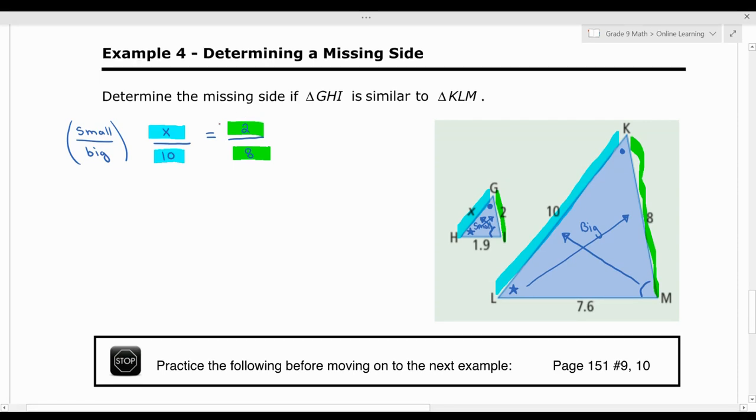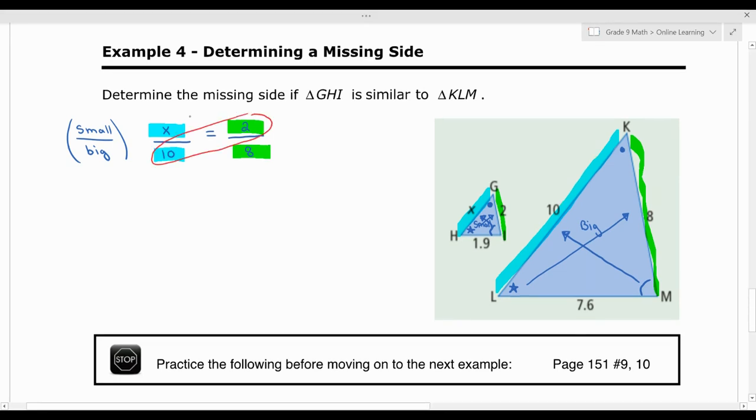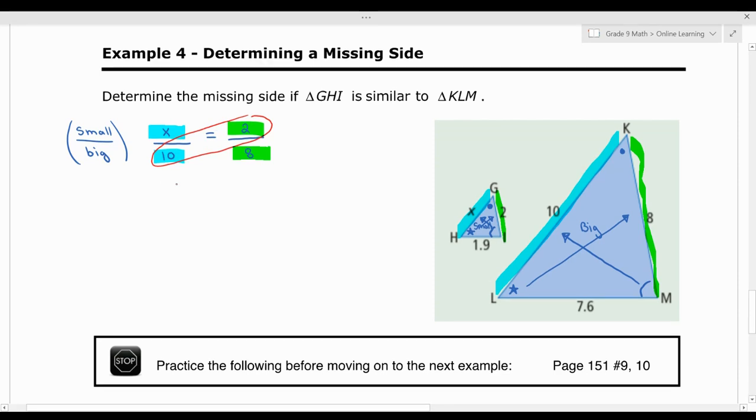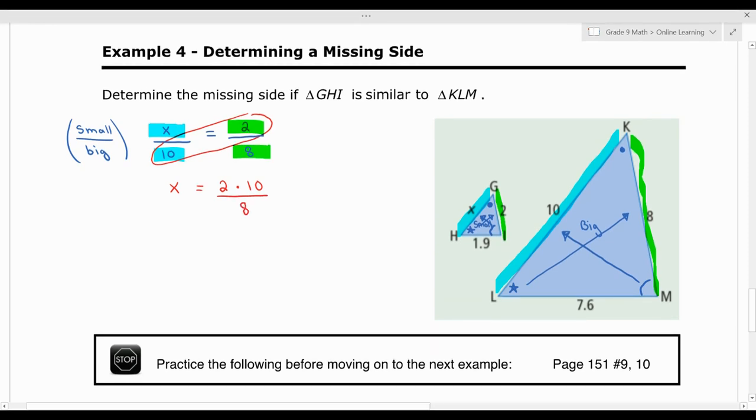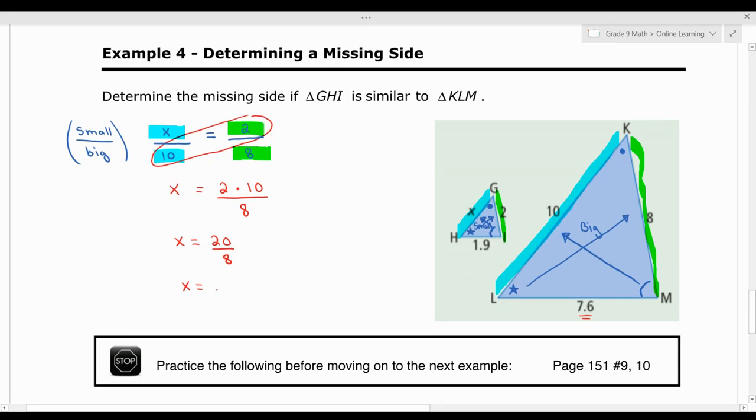Now, here's the little trick: if you have your unknown on top, you don't have to do the whole cross multiplication. I talk about how you could actually just do half of it and save yourself a little bit of time. So I'm going to go 2 times 10, and then divide that by 8. So I would get 20 divided by 8. The question didn't state, but let's give a decimal answer, because I noticed these have decimals. So we are going to say x is 2.5.